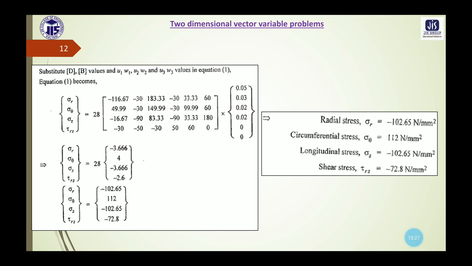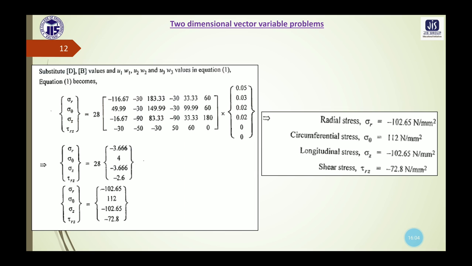So that means finally we can write the result of the element stresses, that is the radial stress is coming as sigma r, which is minus 102.65 Newton per millimeter square. And the value of circumferential stress, which is sigma theta, it is 112 Newton per millimeter square. Then the value of longitudinal stress, sigma z, it is minus 102.65 Newton per millimeter square. And the value of shear stress, tau rz, this is equals to minus 72.8 Newton per millimeter square.